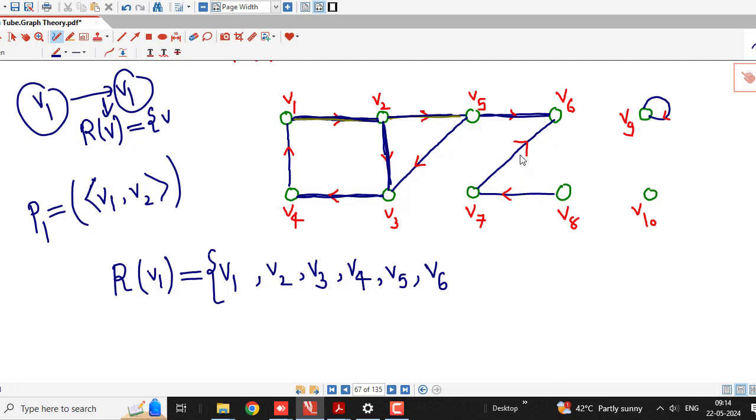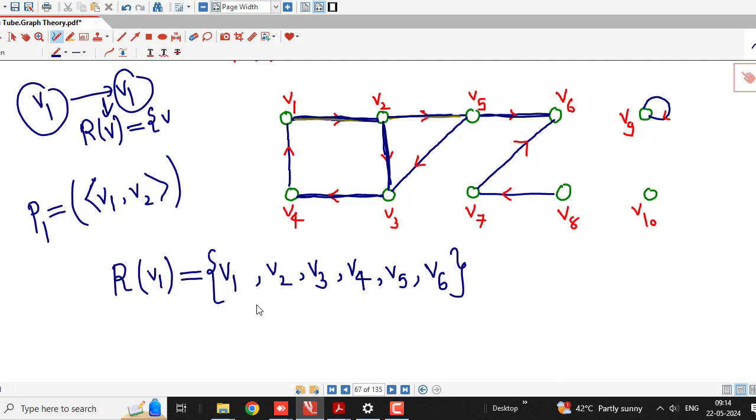What about v7? There is no path from v1 to v7 because this arrow is pointing in this direction. If this arrow was in the other direction, then v7 would be reachable from v1. So there is no path from v1 to v7. Therefore v7 is not reachable from v1. Similarly v8 is also not reachable from v1. These two are isolated, so they are not reachable from any node. This is the reachable set of vertex v1.